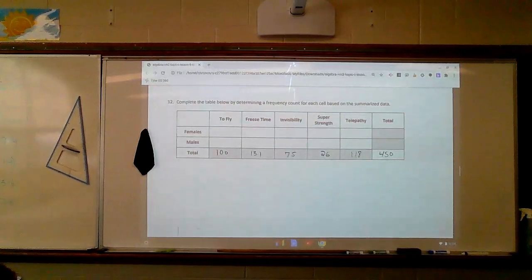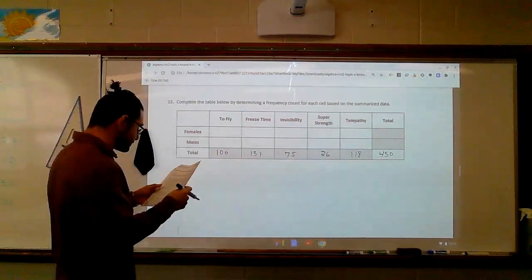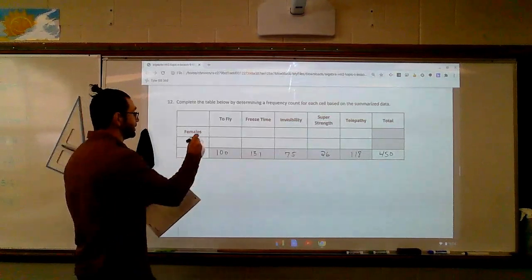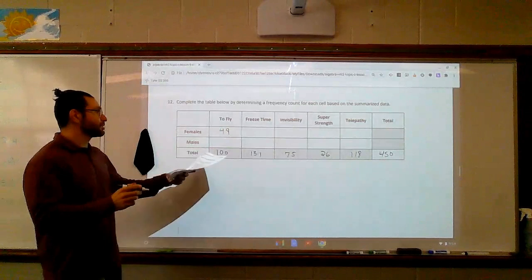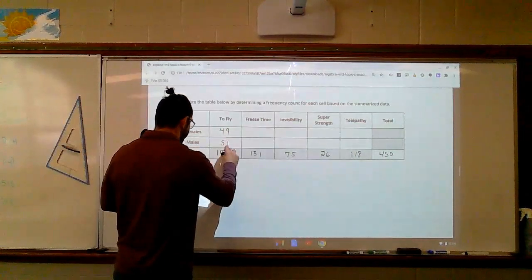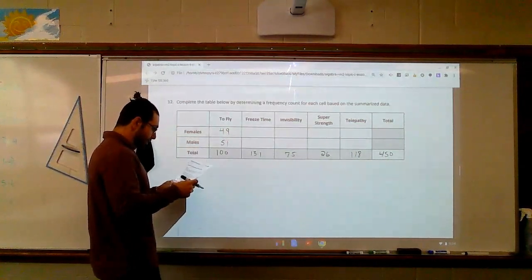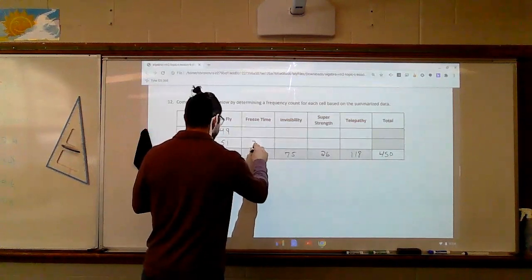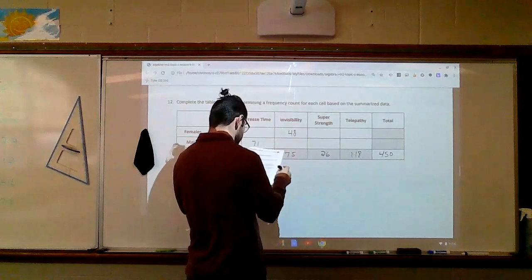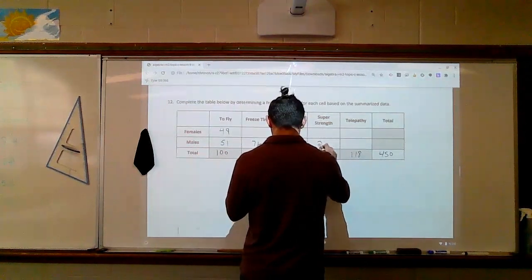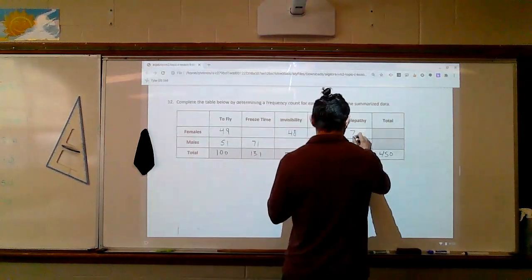So invisibility for me. So to fly, 49 were females, because it tells me that. So how are we going to find the males? 100 minus 49 gives me 51. 71 were males for freezing time, 48 for invisibility, 25 for males and 70 for females.